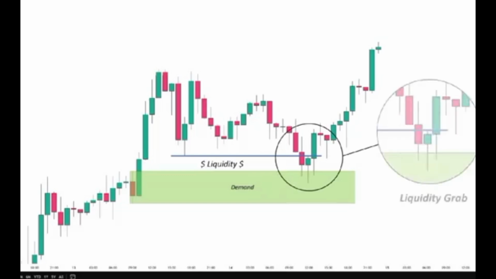A valid liquidity grab happens when price moves below the area and triggers the stop losses, and then quickly comes back above the range. When this happens, we expect a push to the upside.